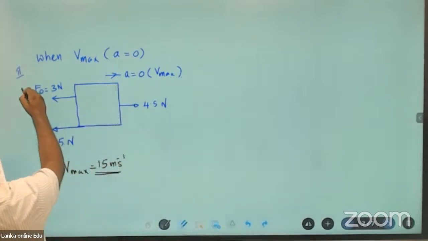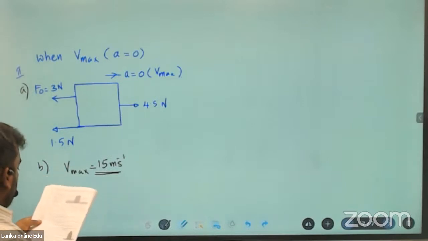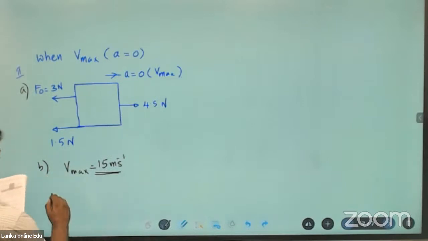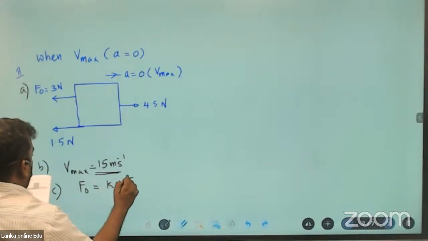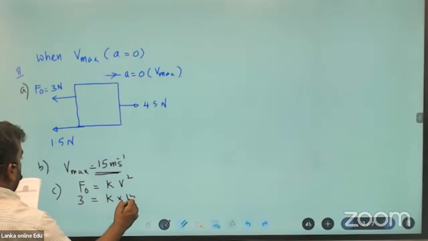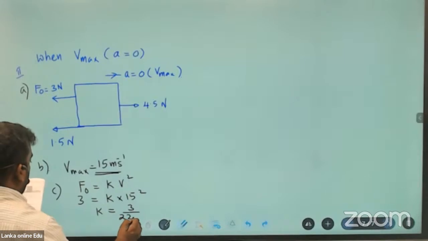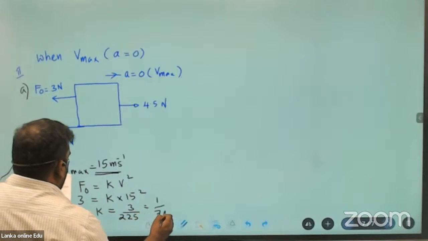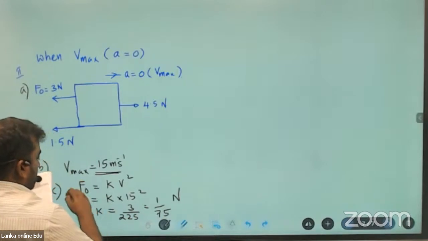So part A done. This is part B. Calculate the value for K. Right. Part C. F naught equals KV squared. No, F naught is 3 newtons. K times V squared, 15 squared. K equals 3 over 225. That's 1 over 75 Newton. Force is Newton.